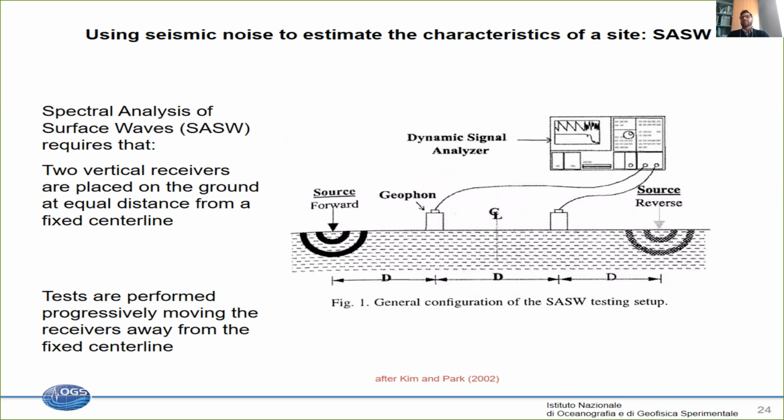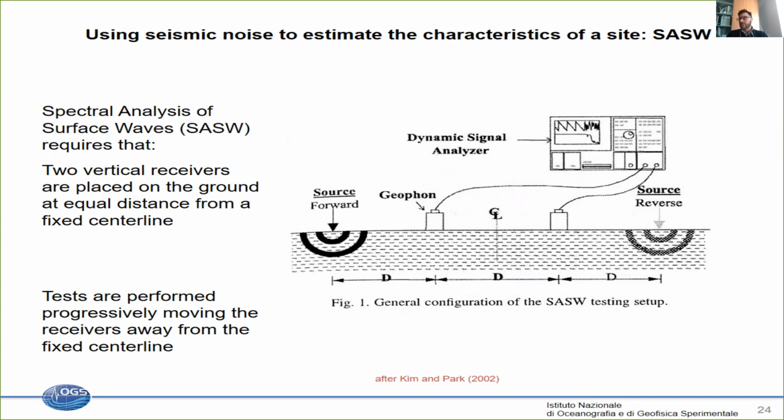One of the methods that was used a lot in the past, because it was quite simple, and was very much used in the geotechnical community, is what is called SASW, so Spectral Analysis of Surface Waves. The method was used a lot in the geotechnical community till a few years ago.